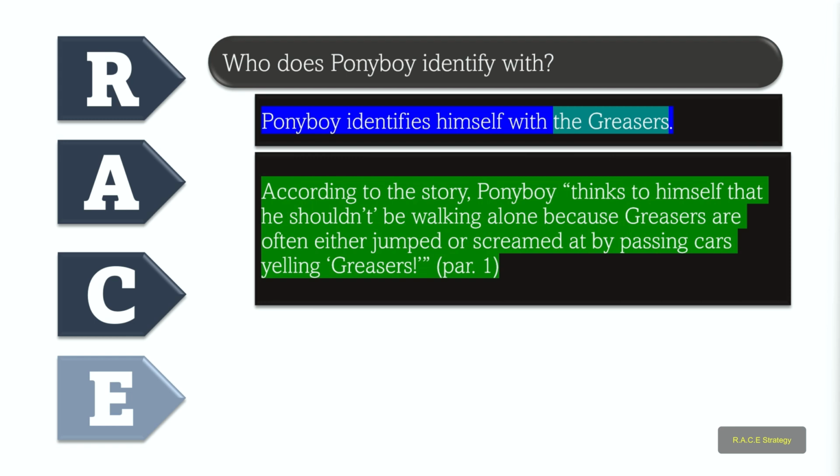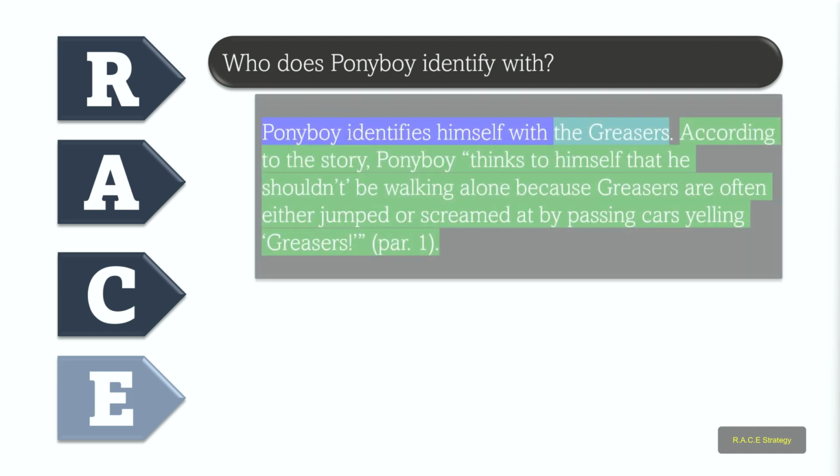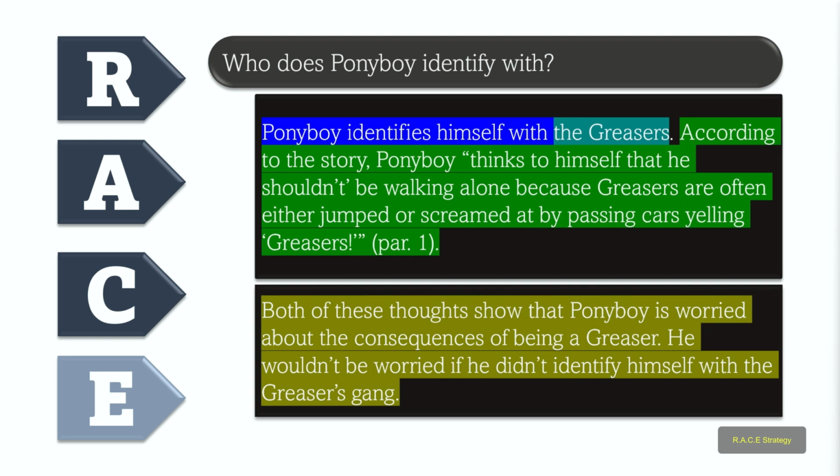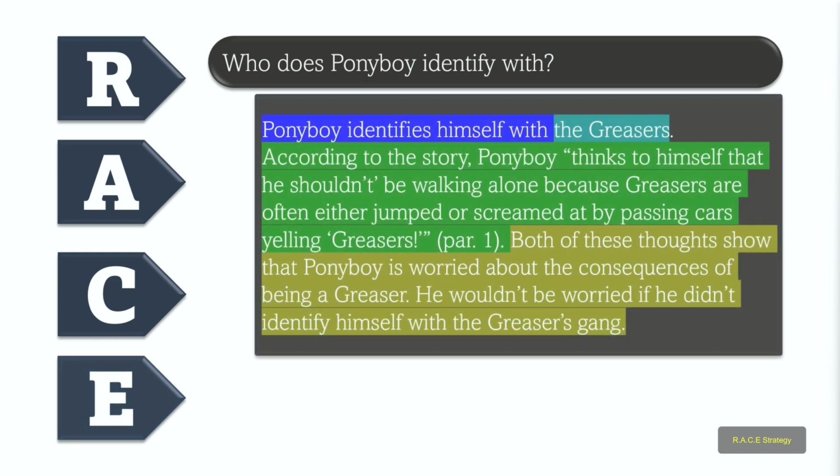Here's the evidence. According to the story, Ponyboy thinks to himself that he shouldn't be walking alone because greasers are often either jumped or screamed at by passing cars yelling, "Greasers!" Now, let me combine the restated question, the answer, and the evidence together in a single box. Like so. And here's my explanation of the evidence. Both of these thoughts show that Ponyboy is worried about the consequences of being a greaser. He wouldn't be worried if he didn't identify himself with the greasers gang.